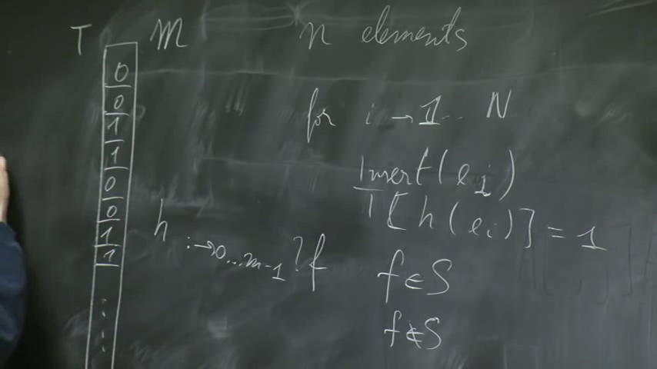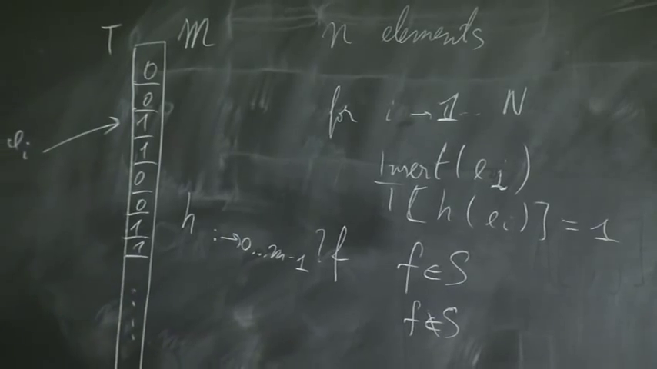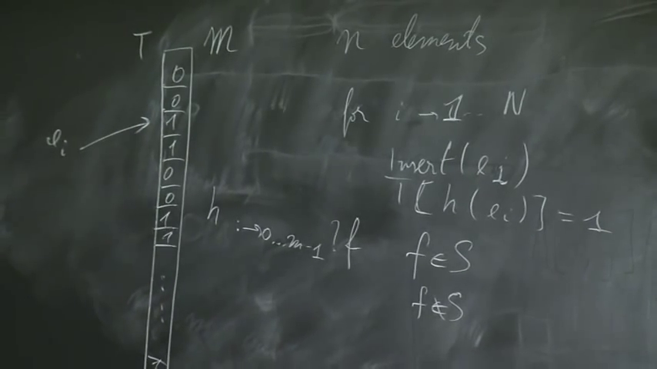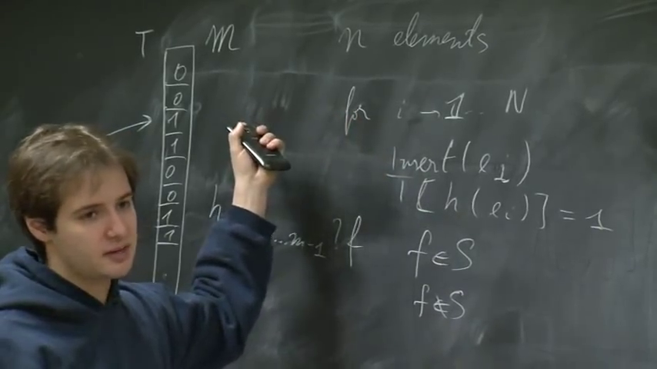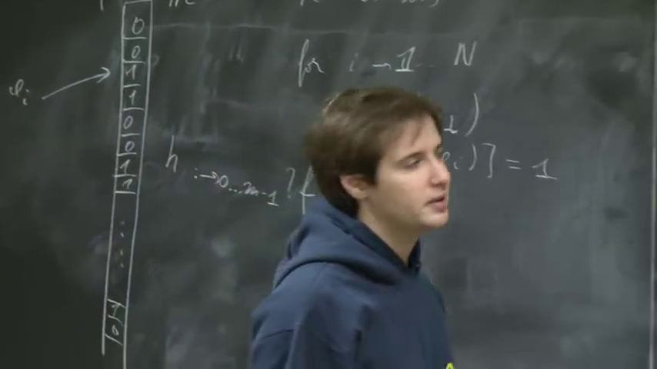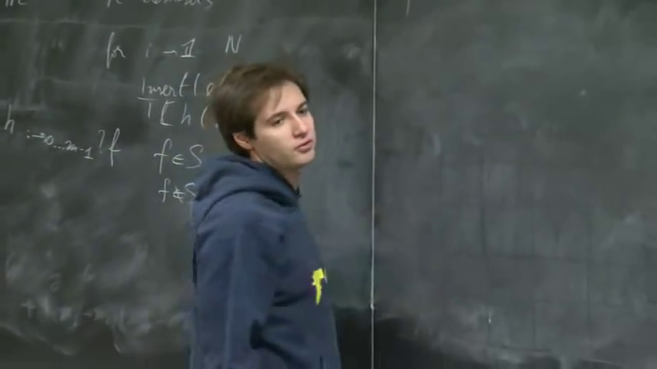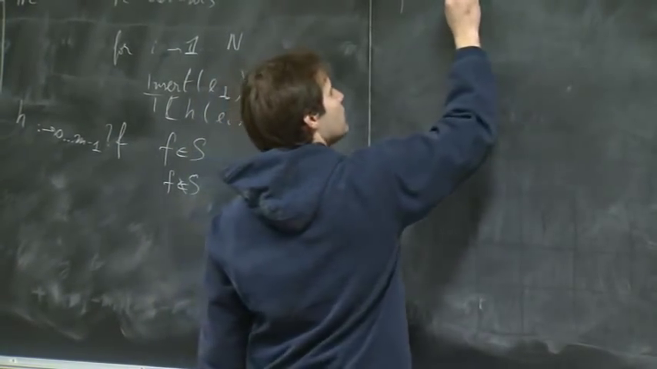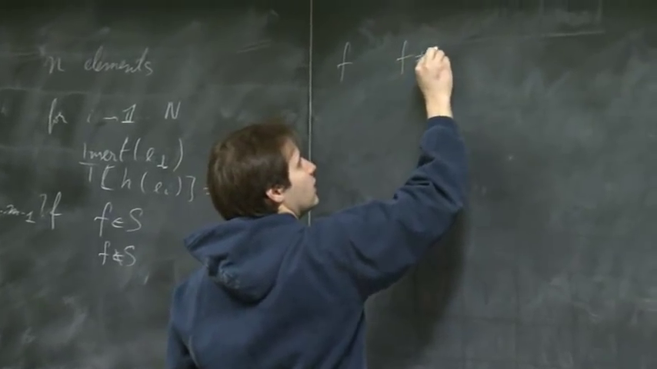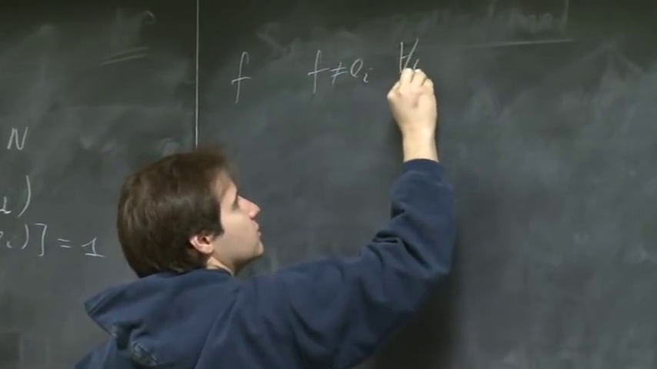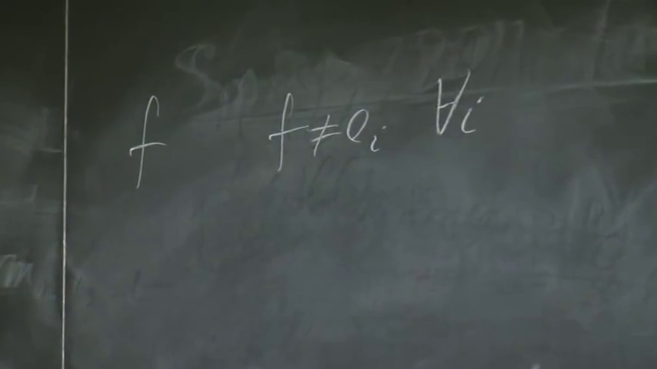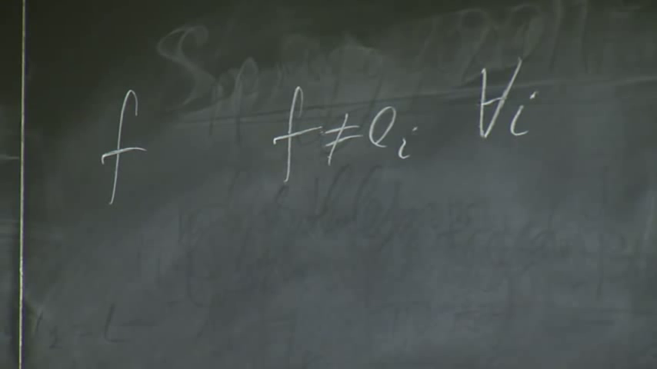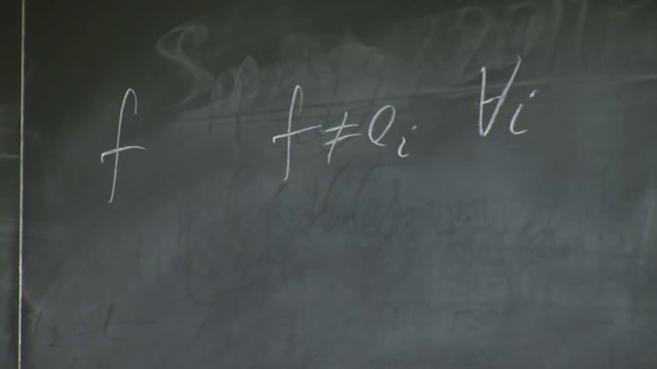Say if this is ei, it hashes somewhere here. OK, so the question is, we inserted n elements into a table of size m. Given a new element, f, where f stands for false positive, f is not one of the elements that we inserted. I want to know what's the probability that the set will say that the element is in the set. So basically the probability of a false positive.